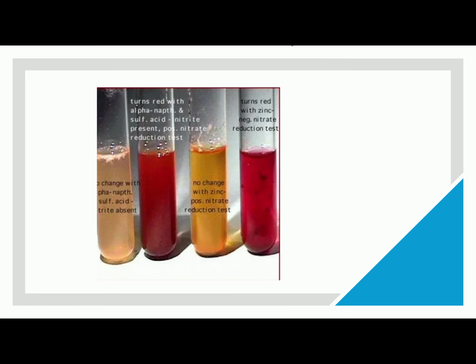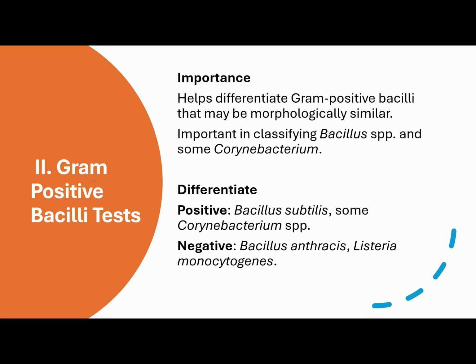To ammonia, sorry. So ito siya class. So the red color would indicate a positive result after adding the sulfanilic acid and alpha-naphthol. Helps differentiate gram-positive bacilli that may be morphologically similar, important in classifying Bacillus species and some Corynebacterium species. Differentiate Bacillus subtilis. Positive is Bacillus subtilis and some Corynebacterium species. Negative, Bacillus anthracis and Listeria monocytogenes.